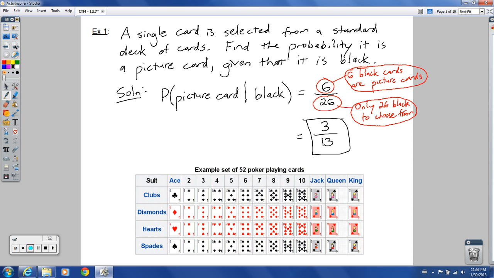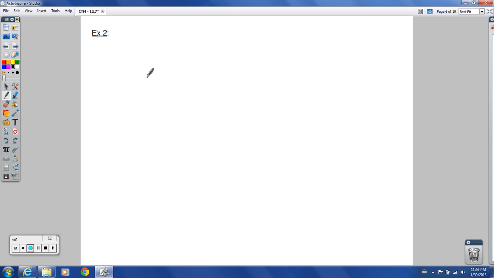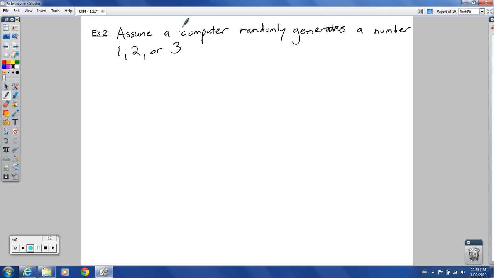Let's check out a second example. Here's what we got going on for this one. Assume a computer randomly generates a number, and that number is either going to be 1, 2, or 3. Randomly generates a number 1, 2, or 3 2 times in a row.